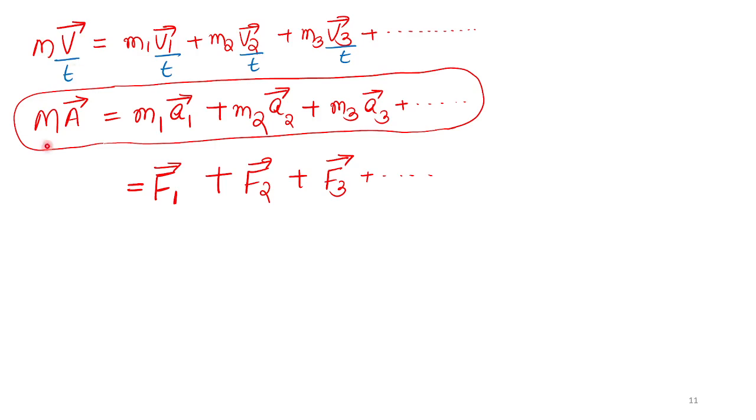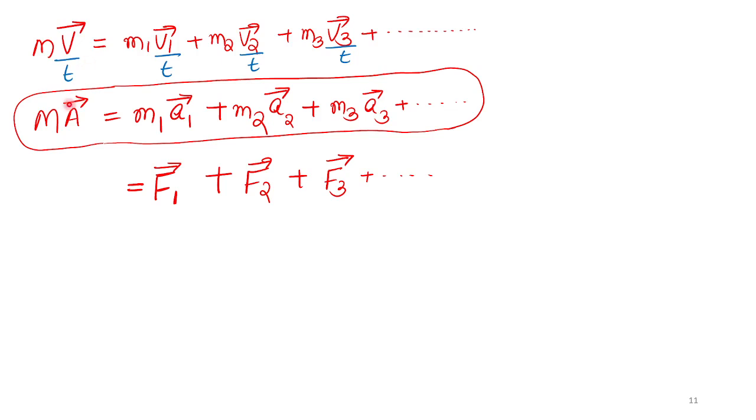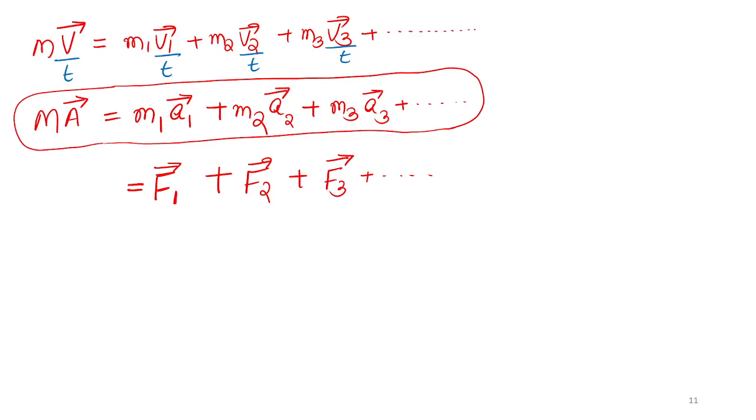So what I am saying is M into capital letter A is the force experienced by the total mass. It is nothing but the external force. It's a very important formula. I am applying some external force on this very large system, but each mass experiences a fraction of the external force, F1, F2, F3, etc. So M into A is the total external force we are applying on the system.